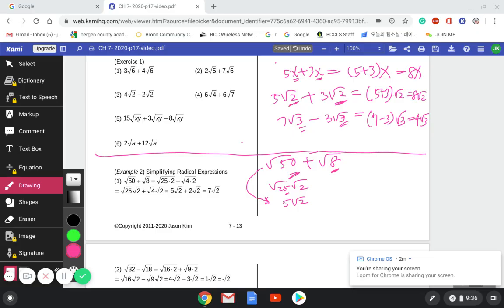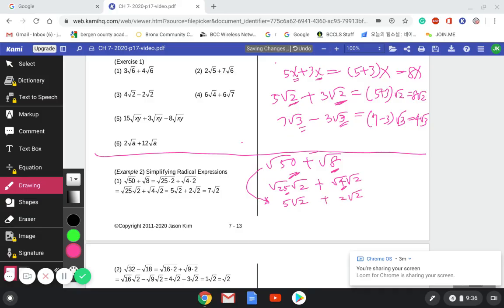Same with radical 8. You can break it into the product of square root of 4 and square root of 2, because 4 times 2 is 8. And 4 is a perfect square number, so you end up with 2 radical 2.